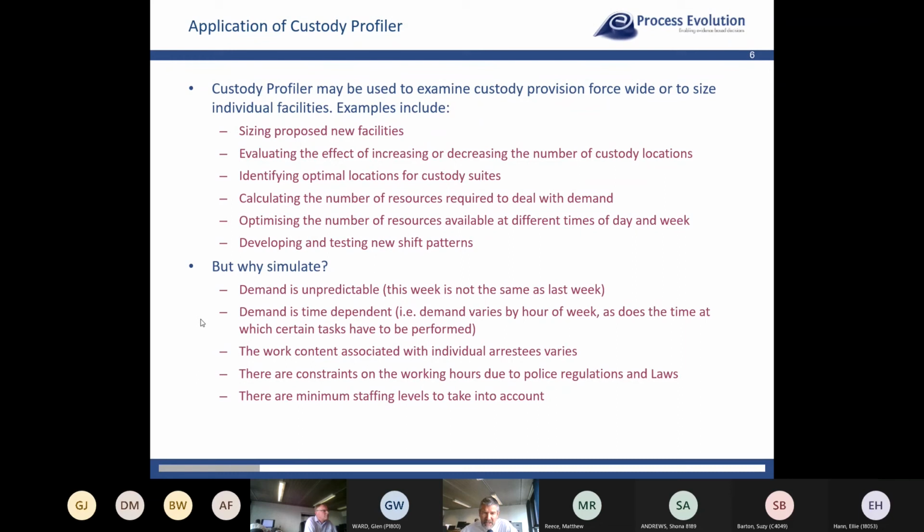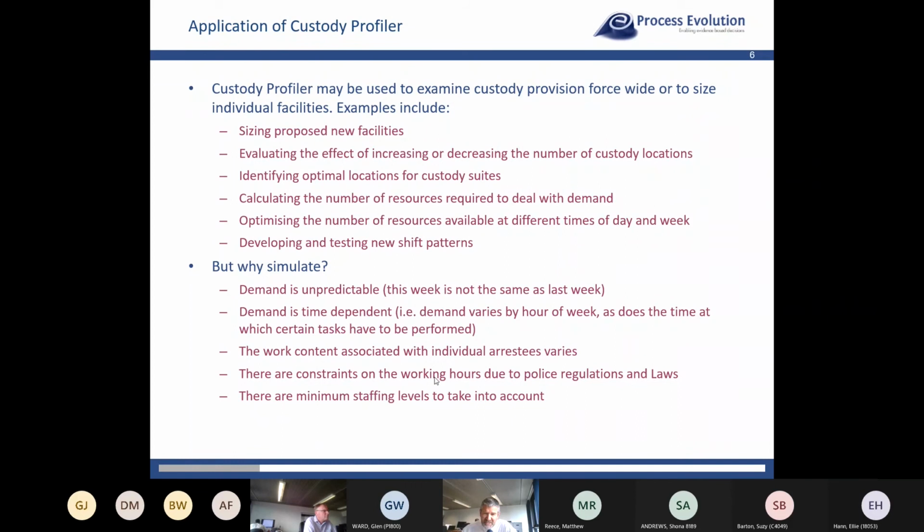So this week isn't the same as last week. Demand is time dependent, i.e. demand varies by hour of the week, as does the time at which certain tasks have to be performed, like breakfast has to occur around 7 till 10 o'clock in the morning, and lunch at lunchtime, and so on and so forth. The detention duration is also very variable. If you get arrested at 2 o'clock in the morning, the chances are you're going to need to lie down to sober up before you even get interviewed and then potentially released. So there's lots of things that vary by time of the week.